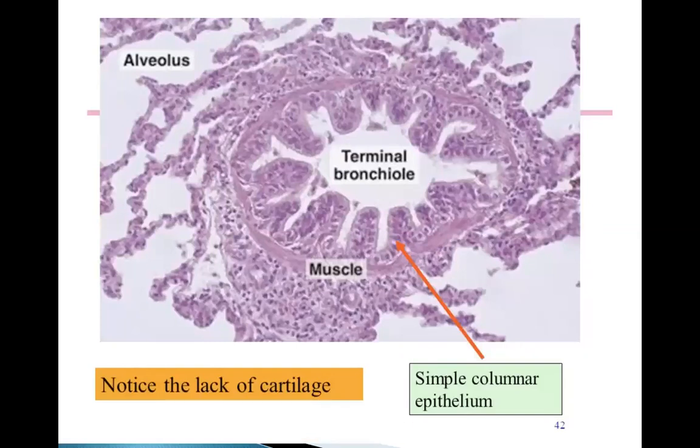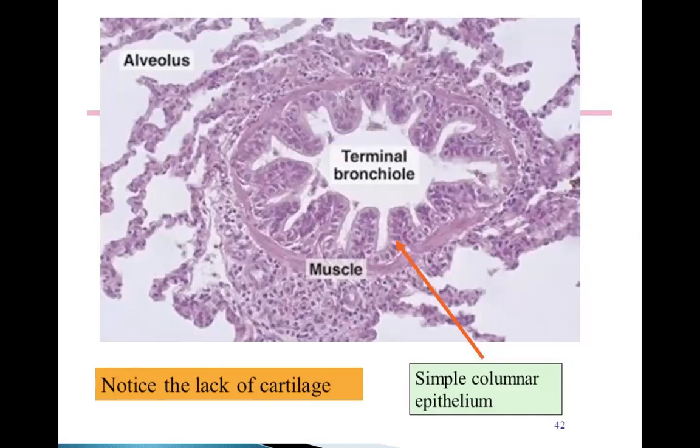Okay, so again, this is just another view of a terminal bronchiole. These cells are a lot more cuboidal in shape. They're still columnar, but they're narrowing down to much more cuboidal. The farther we go within a terminal bronchiole, the more cuboidal they're going to be.